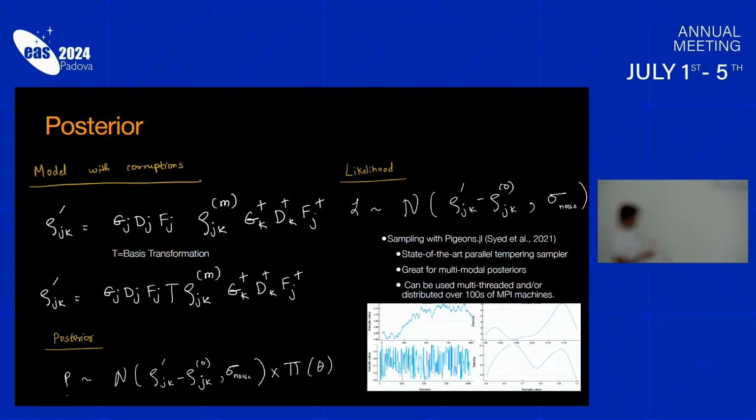So this is one of the samplers which I really like. It's an extremely state-of-the-art parallel tempering sampler, where you can run multiple chains, use multi-threading, and distribute it over different MPI machines. Since this is a modeling approach, there are fewer degrees of freedom, so you can use this sampler, which works very well with fewer dimensions. On my machine, this runs for less than 2 hours for this order of magnitude of 100 dimensions.